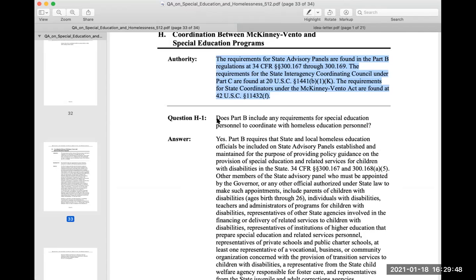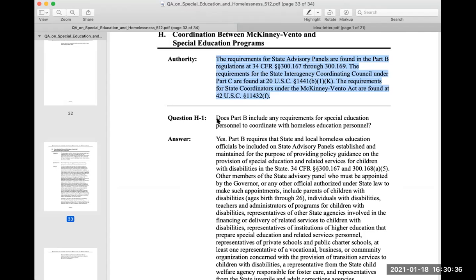34 CFR paragraph 300.168(a). The majority of the members of the panel must be individuals with disabilities or parents of children with disabilities, ages birth through 26. 34 CFR paragraph 300.168(b). One duty of the state advisory panel is to advise the SEA in developing and implementing policies relating to the coordination of services for children with disabilities. 34 CFR paragraph 300.169(e). Similarly, as noted above, the State Interagency Coordinating Council for Part 100 programs must include at least one representative from the Office of the Coordinator for Education of Homeless Children and Youth.